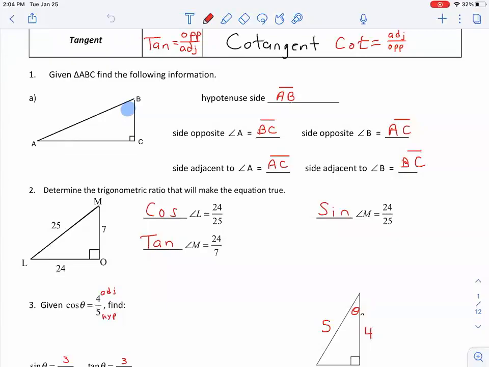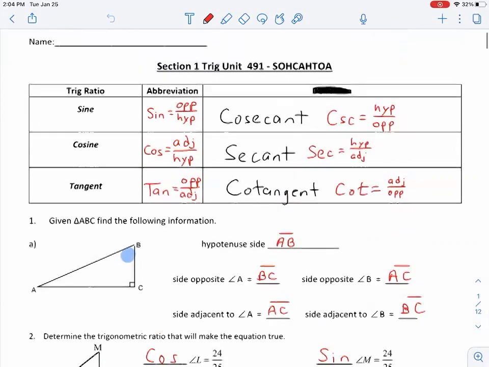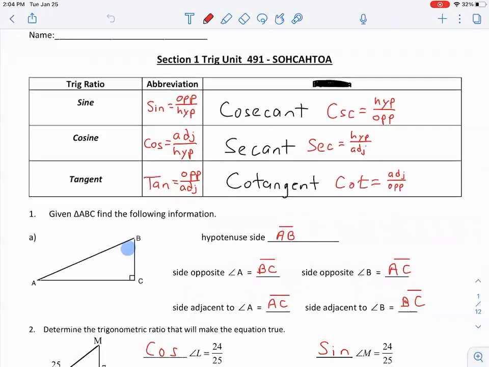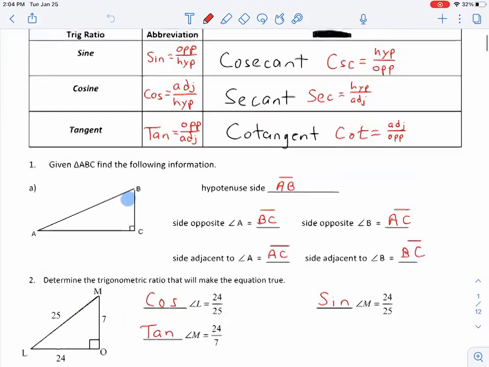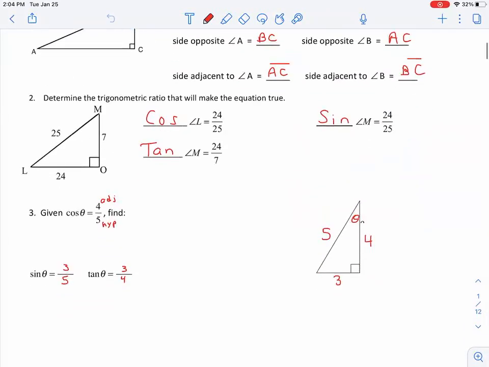And this is where we left off in the last class. We went through our 6 trig functions, which again we just reviewed, and then finding sine, cosine, tangent, cotangent, secant, cosecant, given side lengths like this problem here.